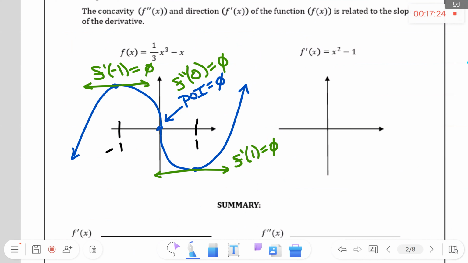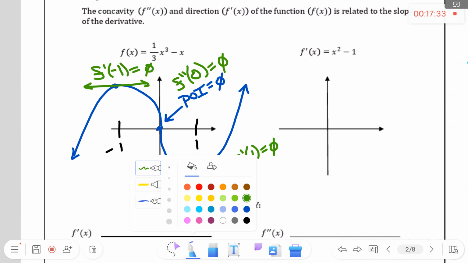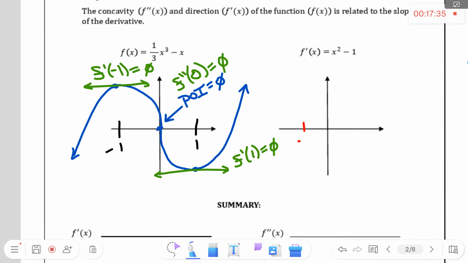What are my critical numbers again? All 3 of them? Negative 1, 0, and 1. So we got negative 1. Let's do her color. Negative 1, 1, 0. Put that. Positive 1. Oh, so the point of inflection is a critical number. Yes. It is also a critical number because it tells you some sort of information.